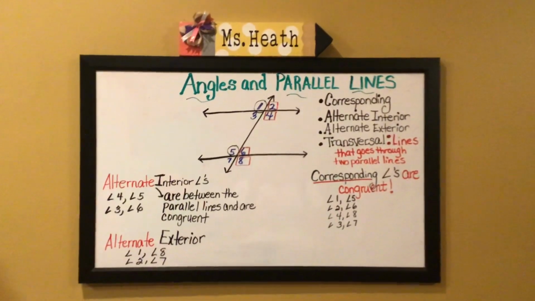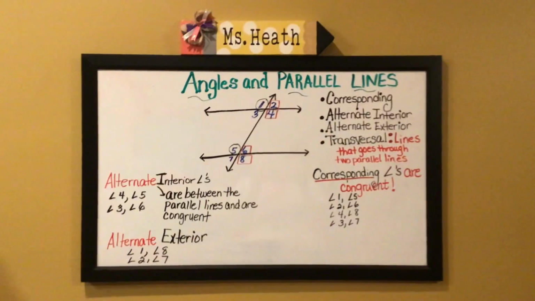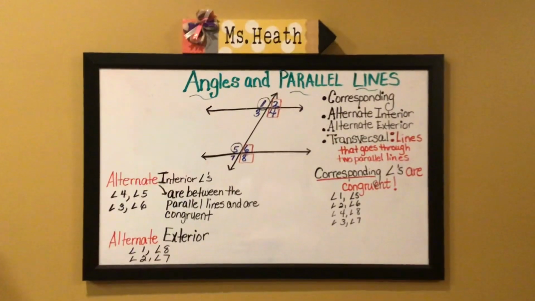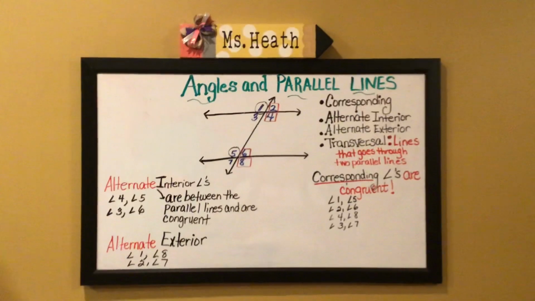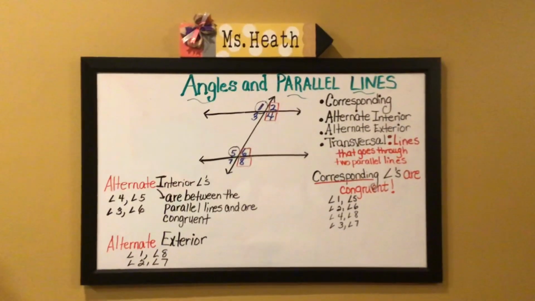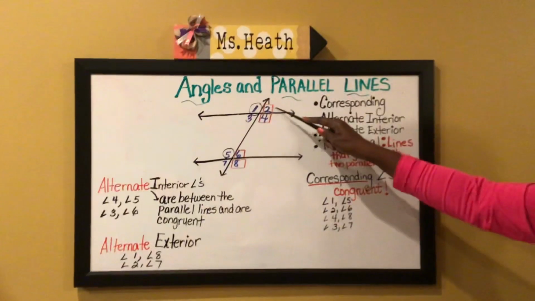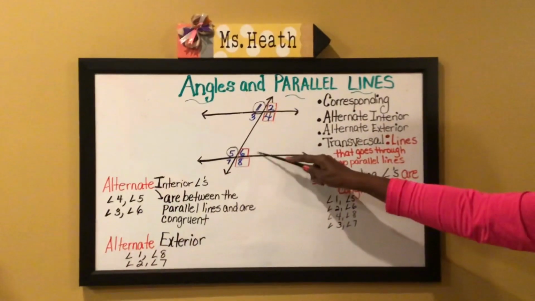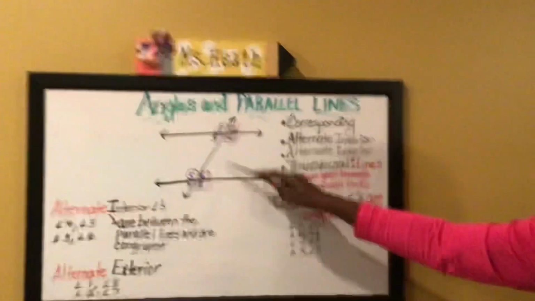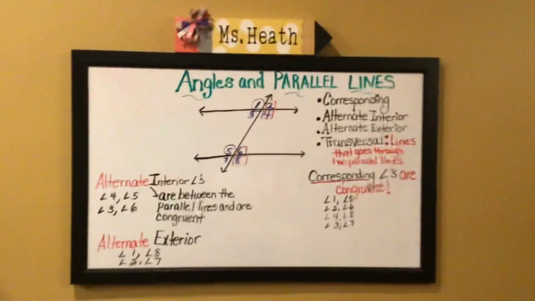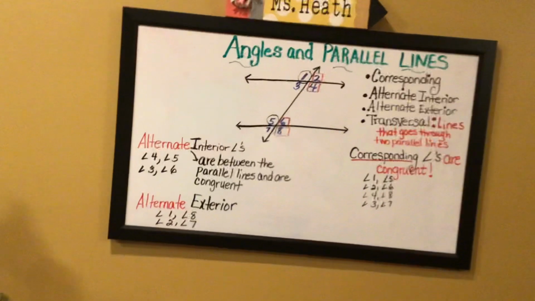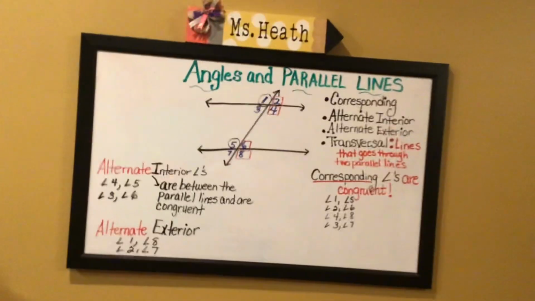Now let's see if we can name the other corresponding angles in this figure. Now if you said that 2 and 6 are corresponding, you are correct. 2 is up here on the upper right and 6 is over here on the bottom right. But they're in the same location. Hopefully everybody understands that. And they are also considered corresponding.